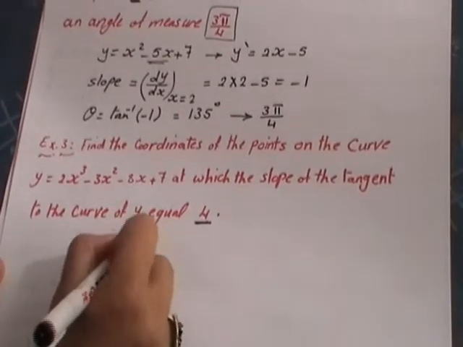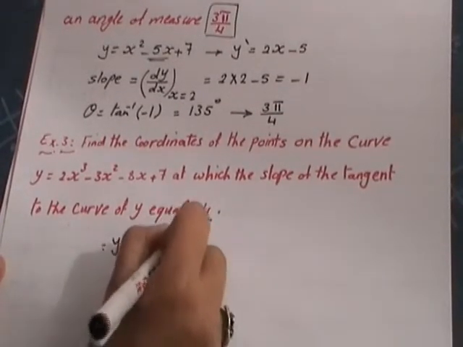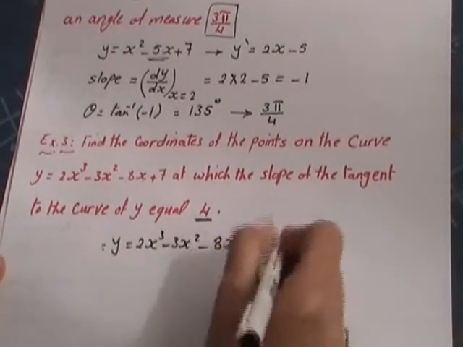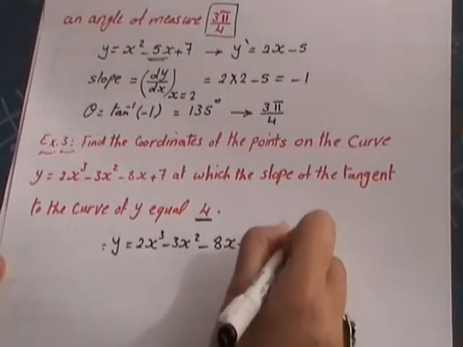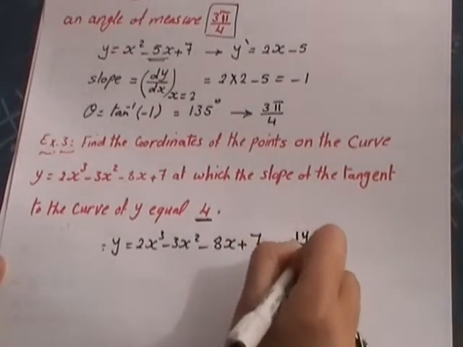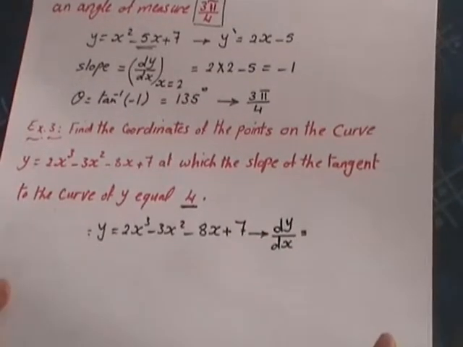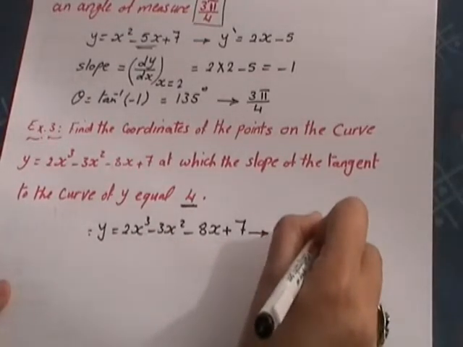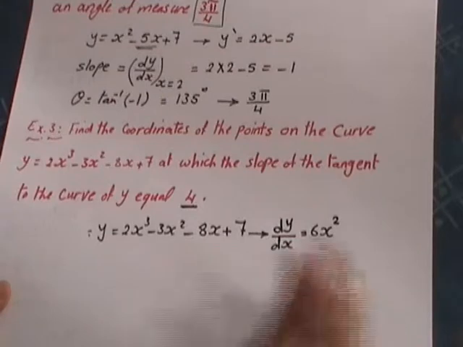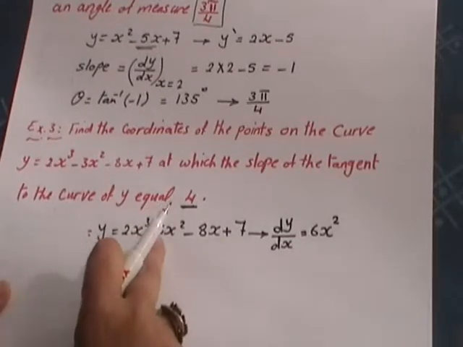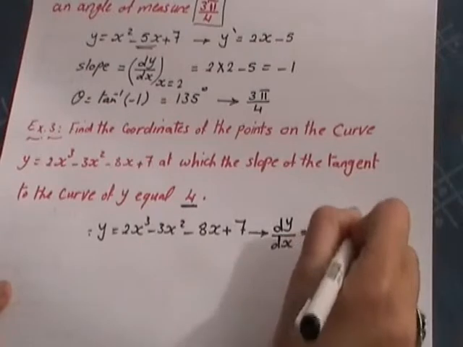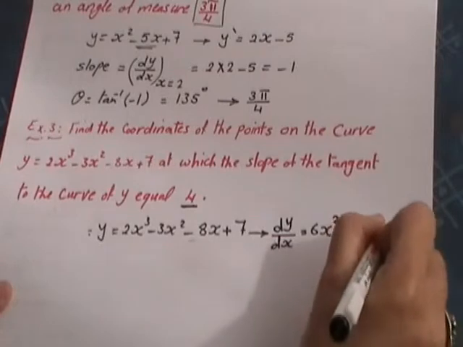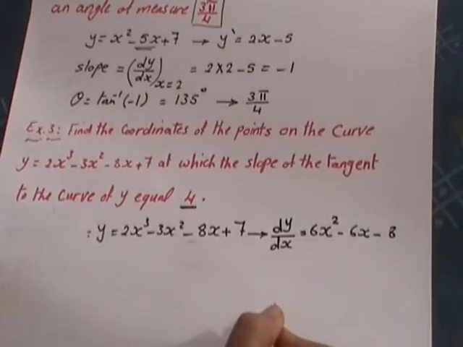Since y equals 2x power 3 minus 3x power 2 minus 8x plus 7, we can find its first derivative, dy by dx. How do we get it? We take the first derivative of each term alone. The derivative of 2x power 3 will be 6x power 2. The derivative of the second term is negative 6x. The derivative of the third term is negative 8. This is the first step.